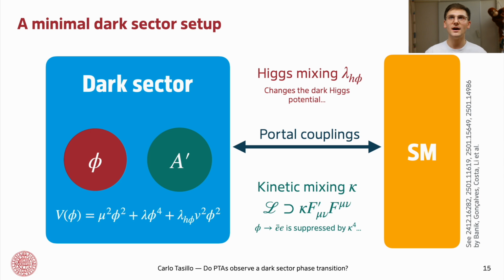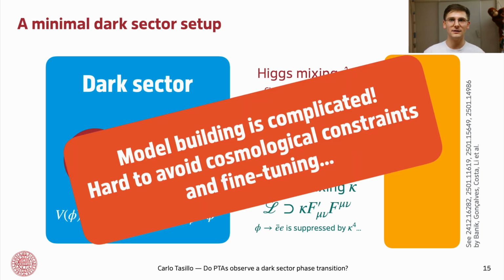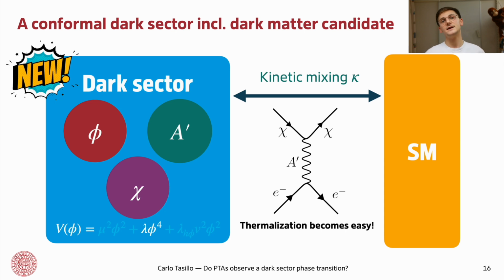So we really need a different kind of dark sector model setup, and that is what we did in the past few months. We added a dark matter candidate to this minimalistic dark sector setup, and we consider a conformal dark sector, so without any mass terms and without the Higgs mixing term, which would in turn also lead to an effective mass term after electroweak symmetry breaking. In that case, the thermalization between the dark sector and the standard model becomes easy because of the scatterings of these dark matter fermions with standard model electrons, which is only suppressed by a factor kappa squared.